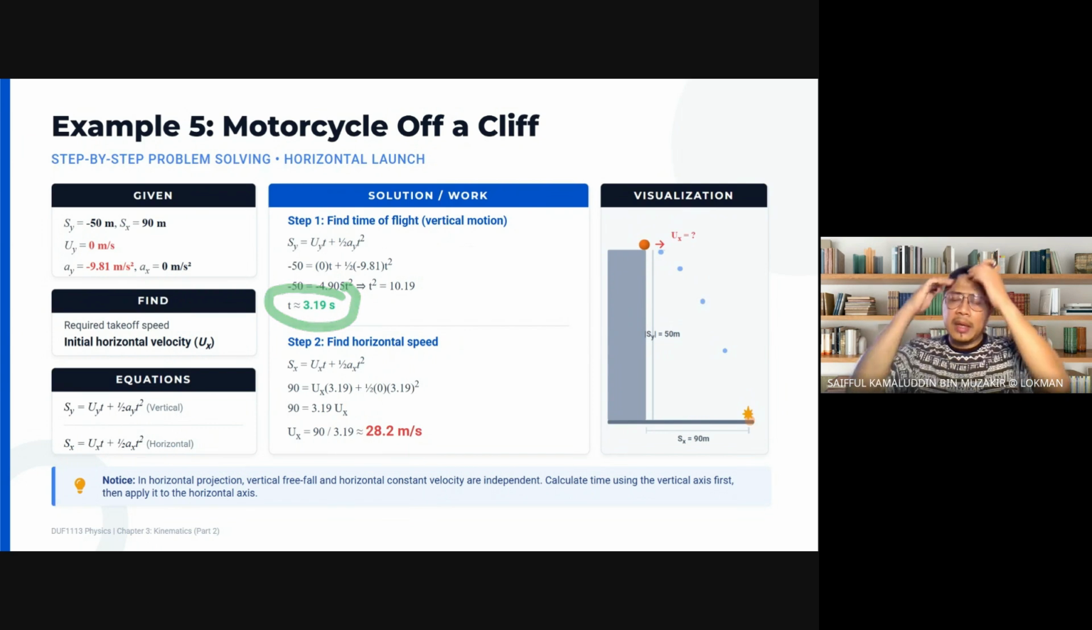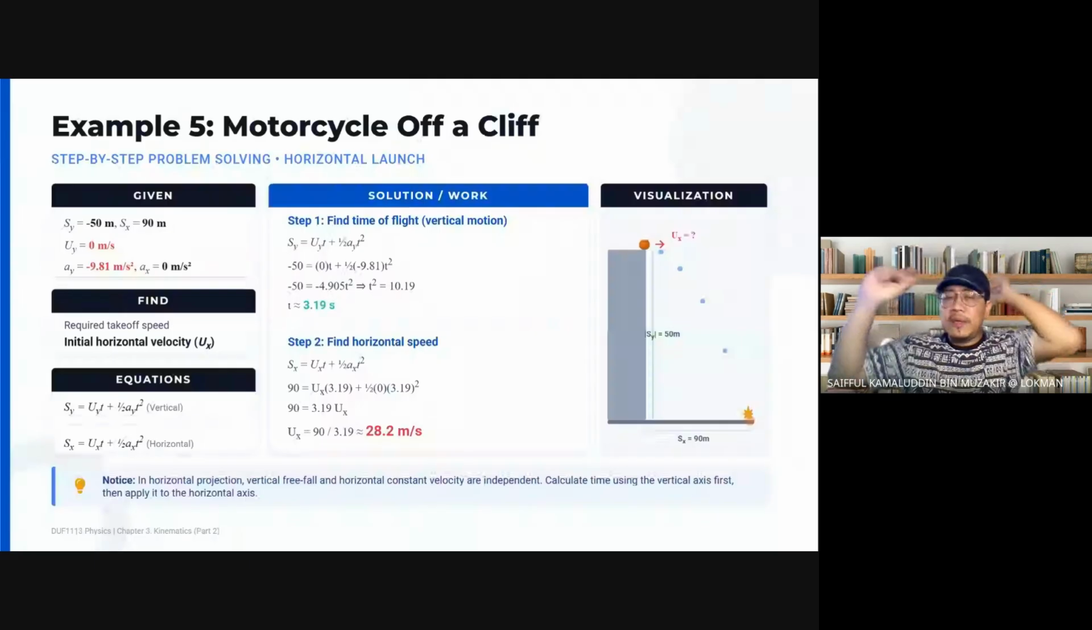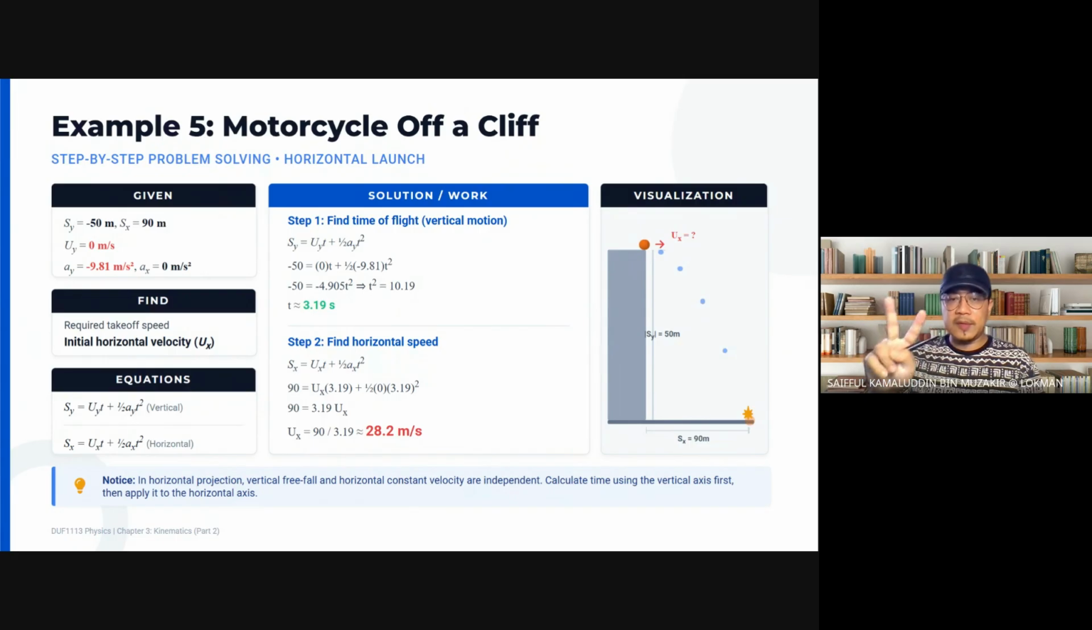Remember, if you get a negative and a positive value of time, always choose the positive one. If you get two positive values of T from the quadratic equation, take both. If you get one, just choose the positive one. Right? So the time taken is 3.19 seconds. Now what can we do using this information? The time taken for the motorcycle to hit the ground is about 3.19 seconds.